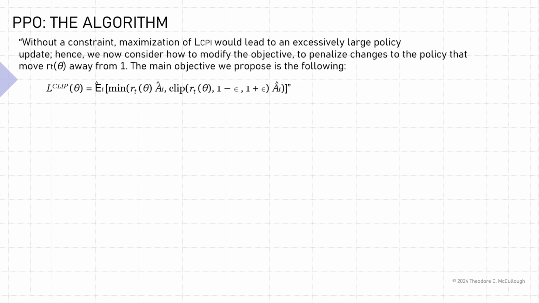Hence, we now consider how to modify the objective to penalize changes to the policy that move R sub t away from 1. The main objective we propose is the following. So this is a lot to digest. Let me break it down for you a little bit.